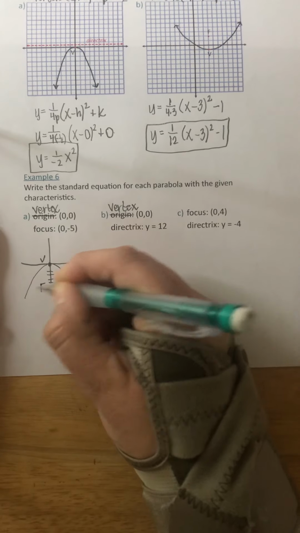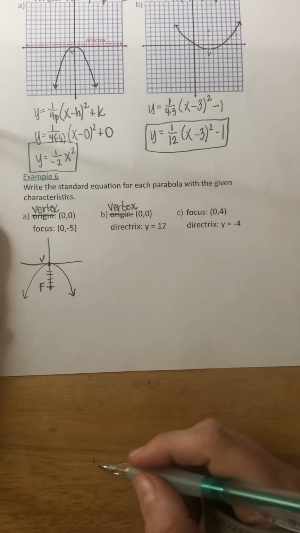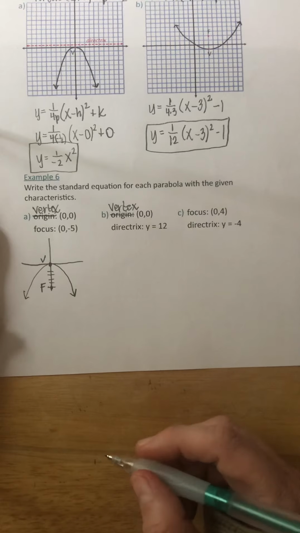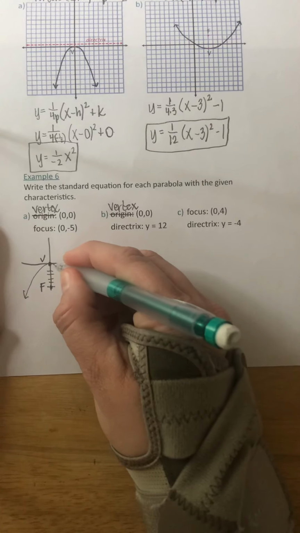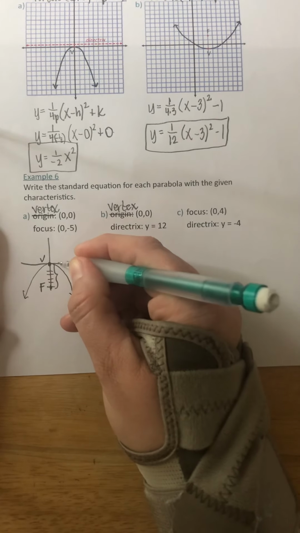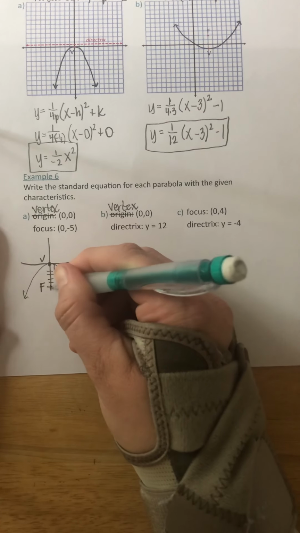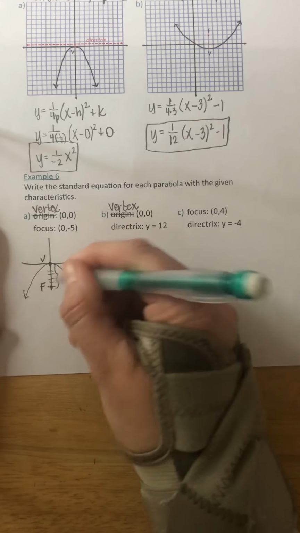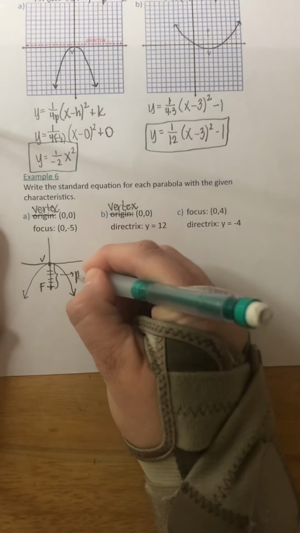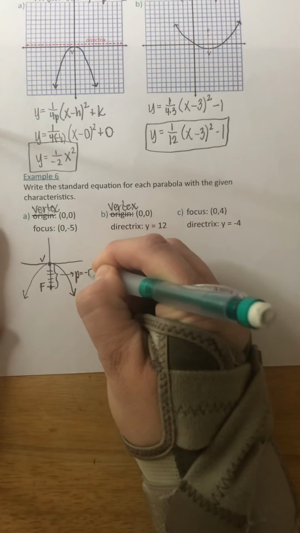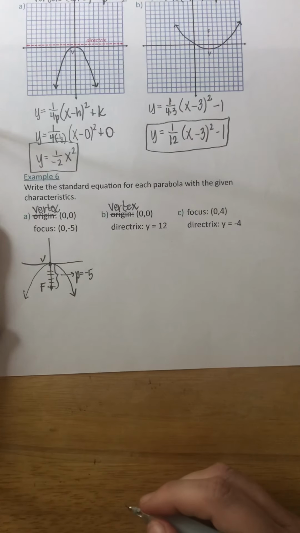So that tells me that my parabola is going to open down, which means my value for P needs to be negative. So let's look and see how much space there is between the vertex and the focus. There are 5 units, but P has to be negative because the parabola is opening down.